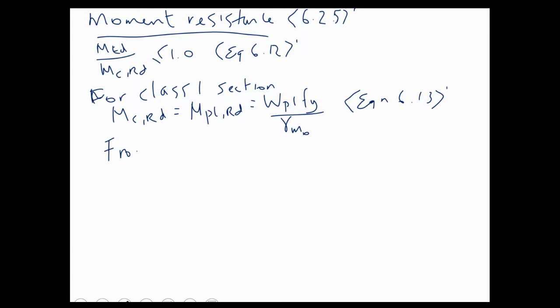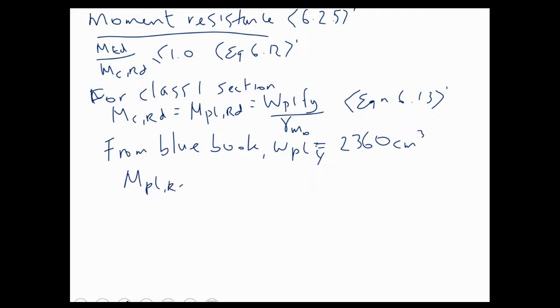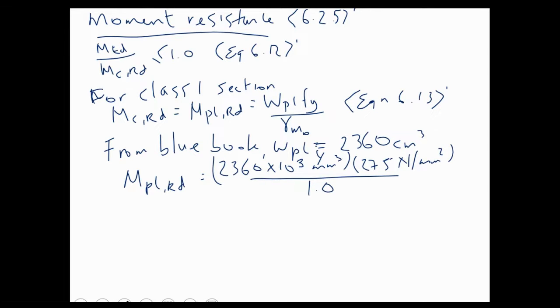And then from the blue book, for our section, we find that the plastic modulus about the YY axis, so about the major axis, is 2360 centimeters cubed. We got that from earlier on. So the plastic resistance is equal to 2360, and I'm going to turn that into millimeters cubed by multiplying by 10 to the power of 3, because I've got my strength in newtons per millimeter squared. I want to make sure the units are the same, all divided by the partial factor of safety.